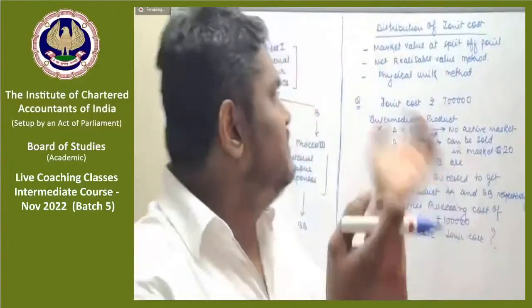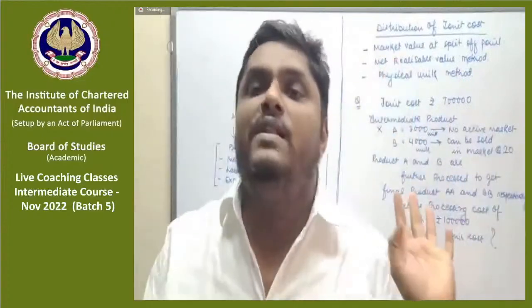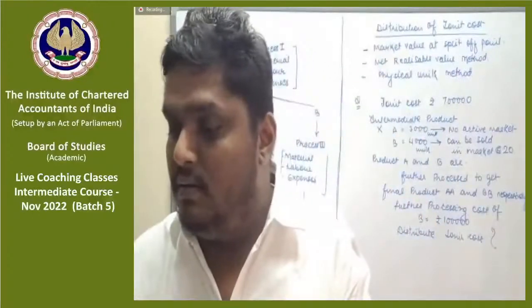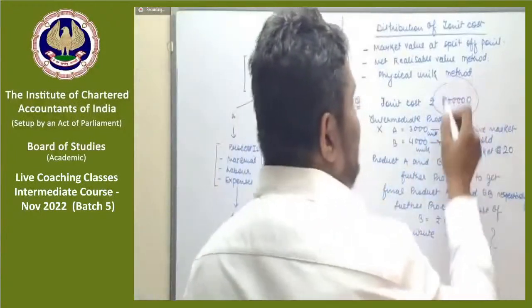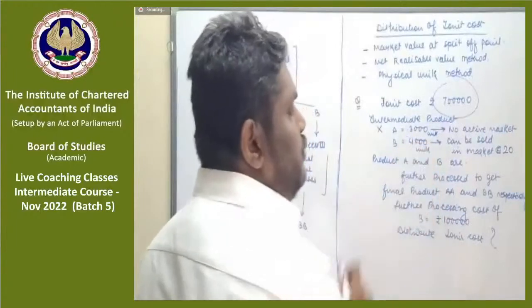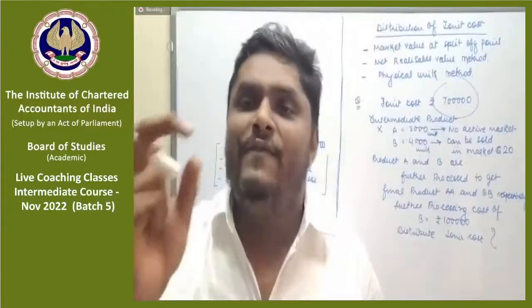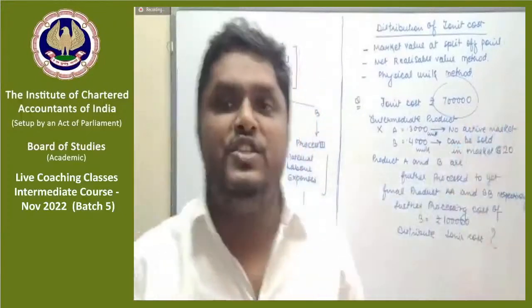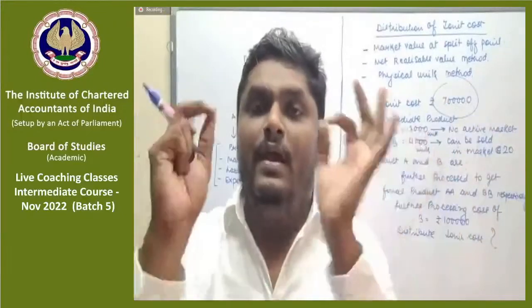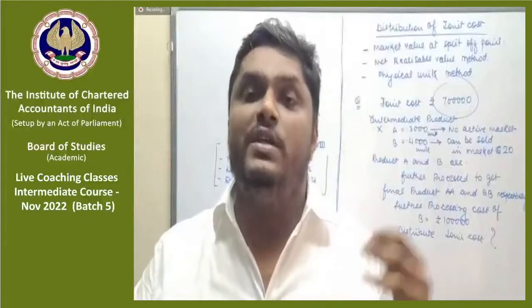Very simple guys, straight away apply the physical units method. So herein in this case, this joint cost of 7 lakh will be distributed in the ratio of 3:4. So the final answer will be 3 lakh and 4 lakh. Rest all information given in the question is useless.